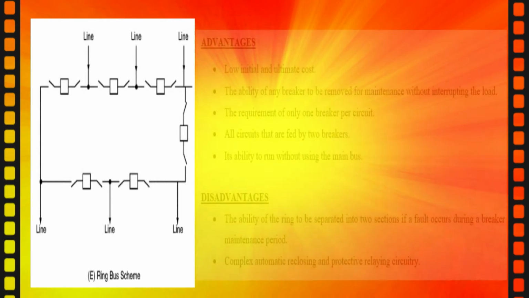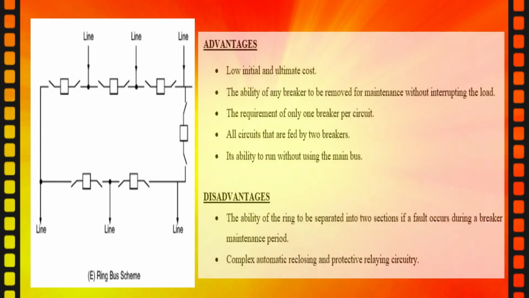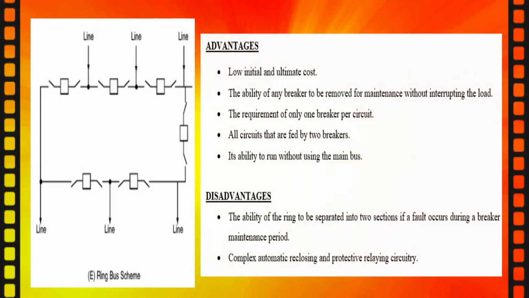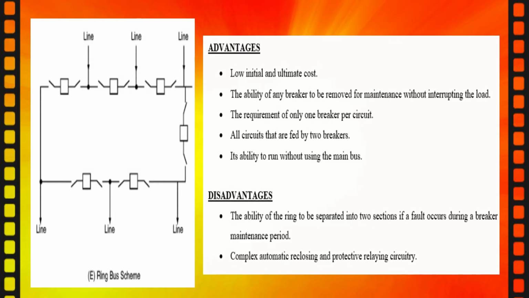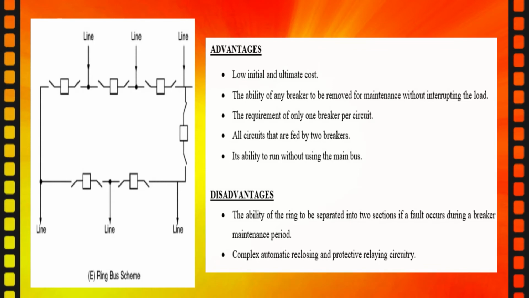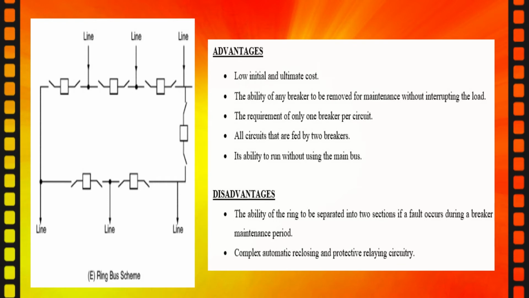The fifth diagram is the ring bus diagram. The advantage is low initial and ultimate cost, and the ability for any breaker to be removed for maintenance without interrupting the load. Next, the requirement of only one breaker per circuit, and all circuits are fed by two breakers. And it also has the ability to run without using the main bus.